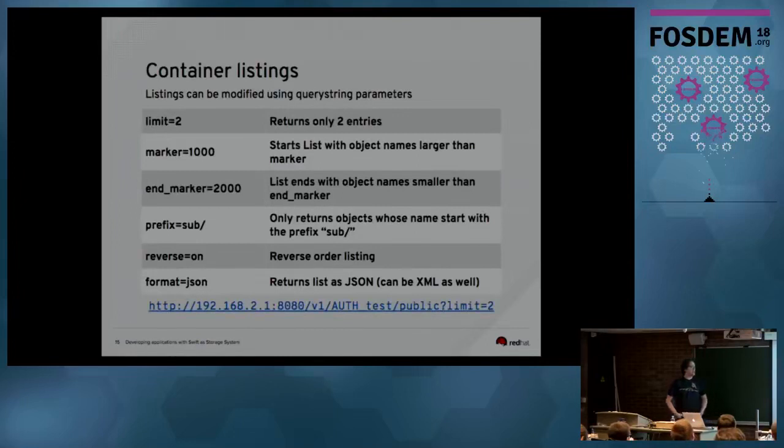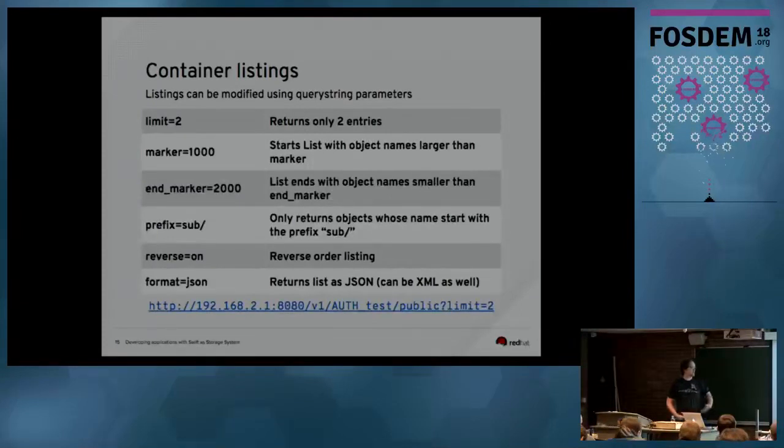We have some modifiers for listings that both apply, or most of them both apply, to the container listing as well as the account listing. I'm focusing here on the container listings. So when you simply apply a query string, for example the limit=2 parameter, you can limit the amount of returned entries. In this case, it would give you only the first 2 object names.